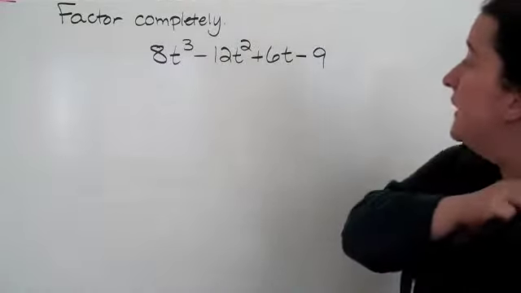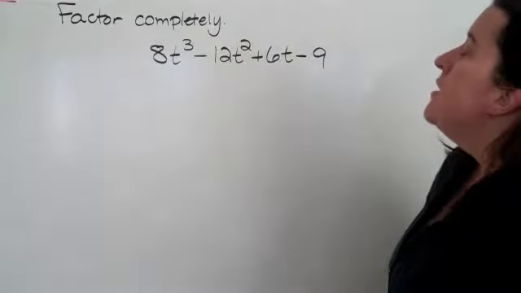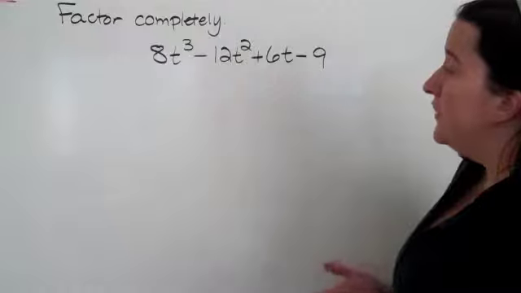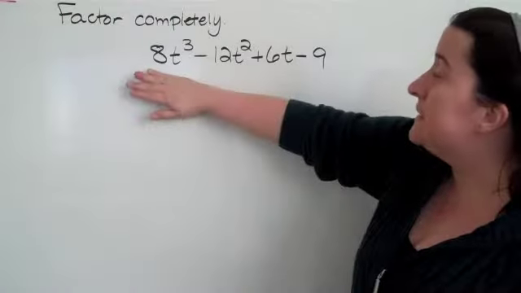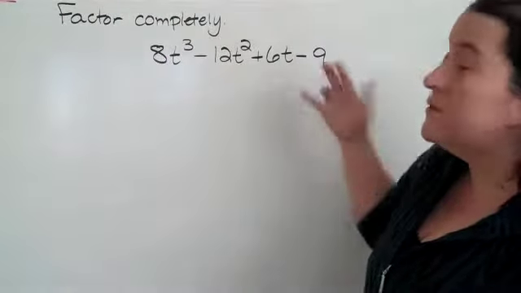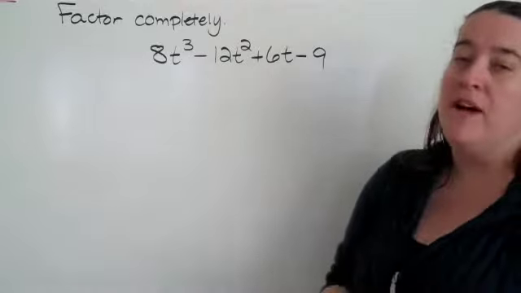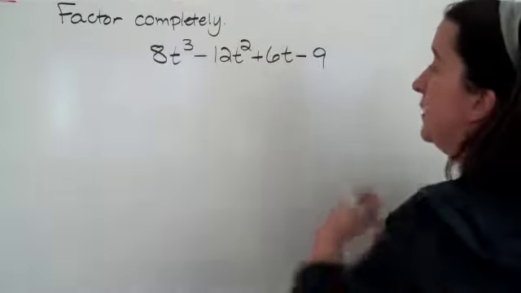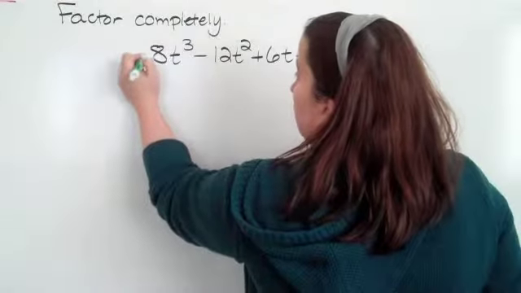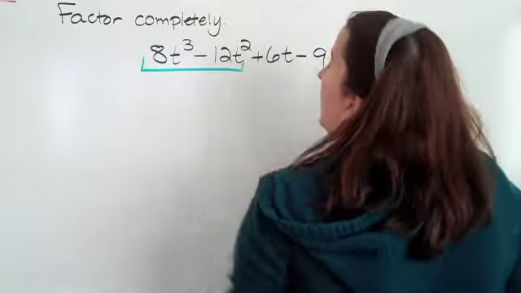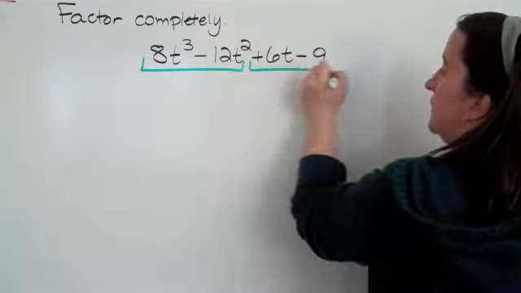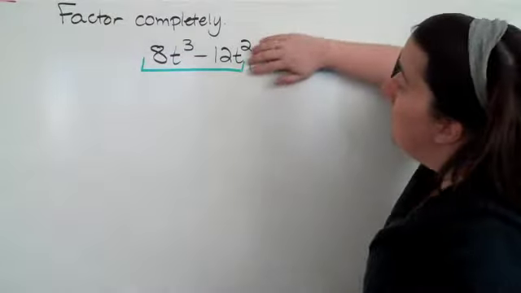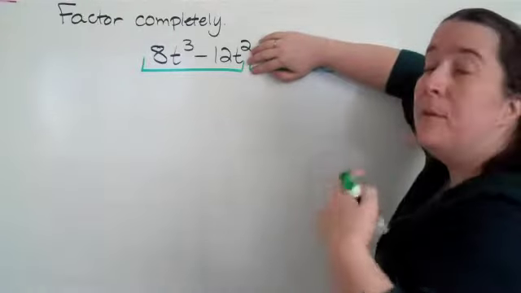So I'm just going to start looking at the whole problem. And when I have to factor, there are different factoring rules for different numbers of terms, and in this case I count my terms, 1, 2, 3, 4 terms, which tells me I'm going to be factoring this by grouping, meaning I'm going to break it into 2 groups of 2 terms. So I'm going to first look at these 2 terms, and then I'm going to look at these 2 terms afterwards.